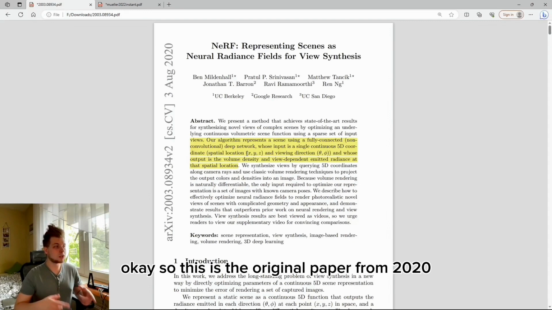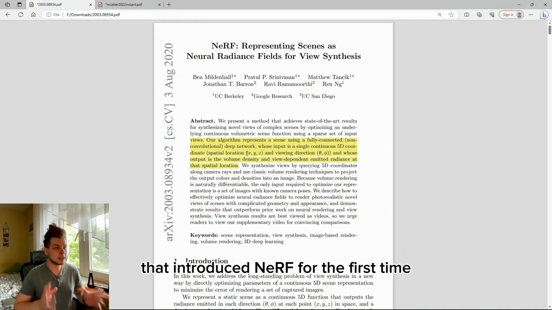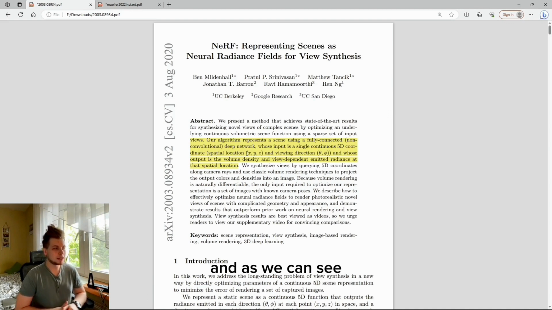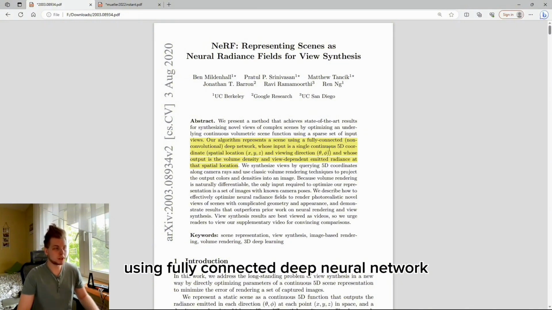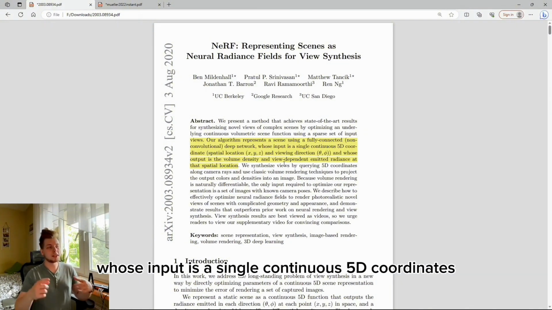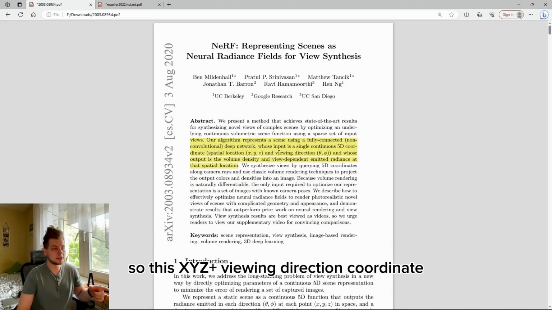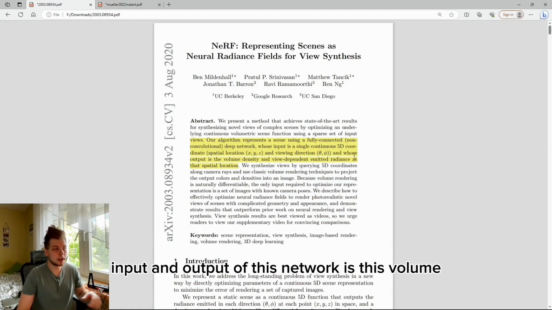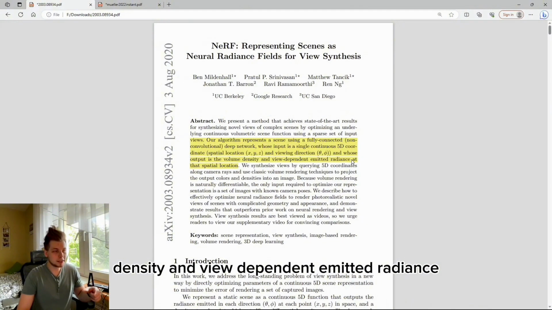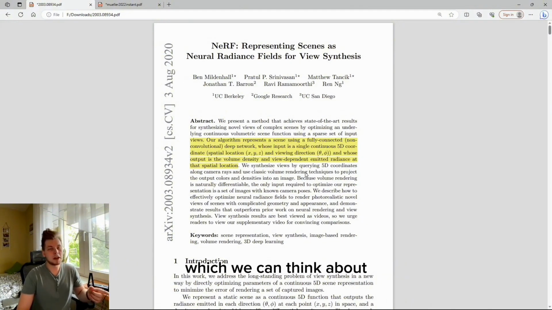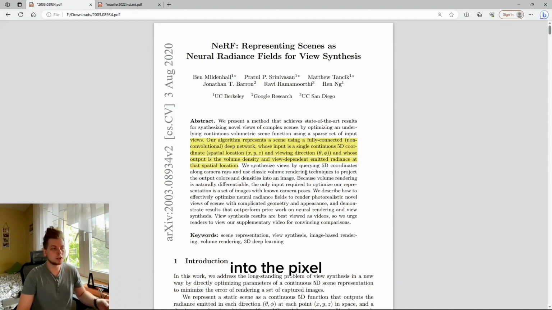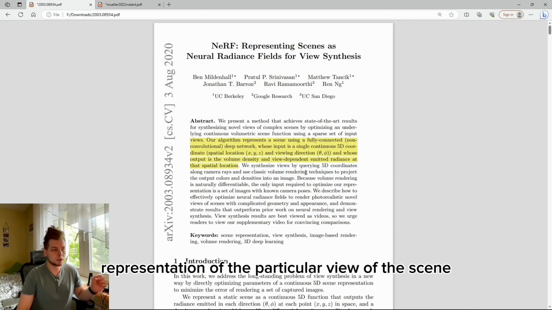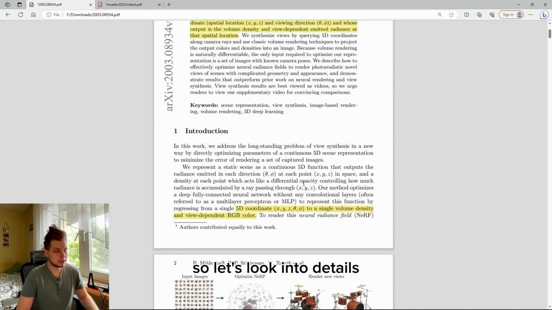Okay, so this is the original paper from 2020 that introduced NeRF for the first time. As we can see in the abstract, NeRF is an algorithm to represent a scene using a fully connected deep neural network whose input is a single continuous 5D coordinate, so this XYZ plus viewing direction coordinate input. And the output of this network is the volume density and view-dependent emitted radiance at different locations, which we can think about basically as the accumulated color that we should take from this particular location into the pixel representation of the particular view of the scene. So let's look into details.